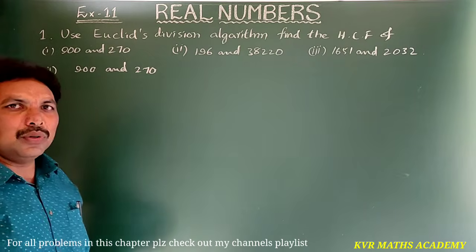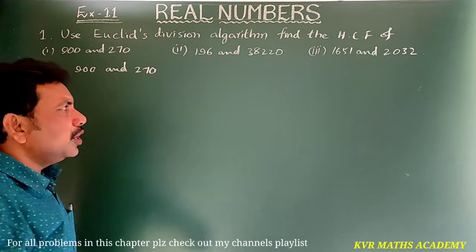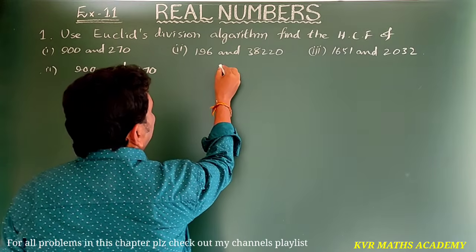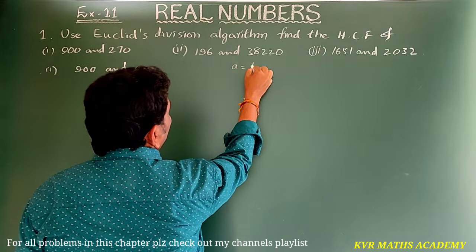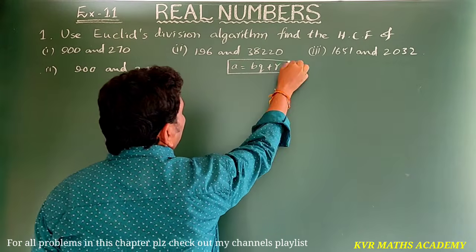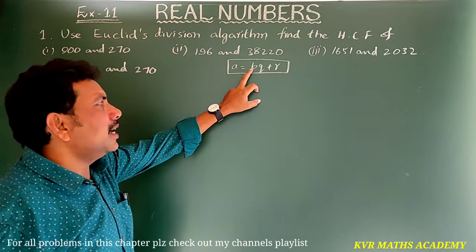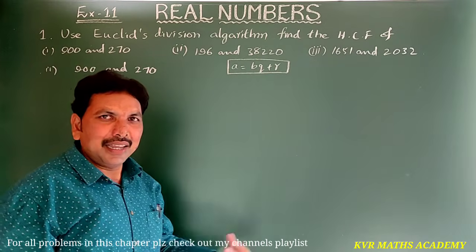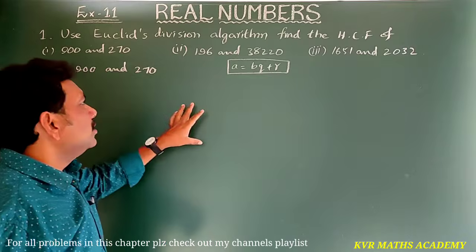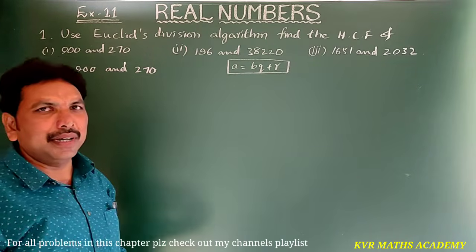How can we do this using the division algorithm? We know very well about Euclid's division lemma: a is equal to bq plus r. We know very well about that, and we have already discussed it in the earlier video. So using this, we have to find the HCF of these two numbers.